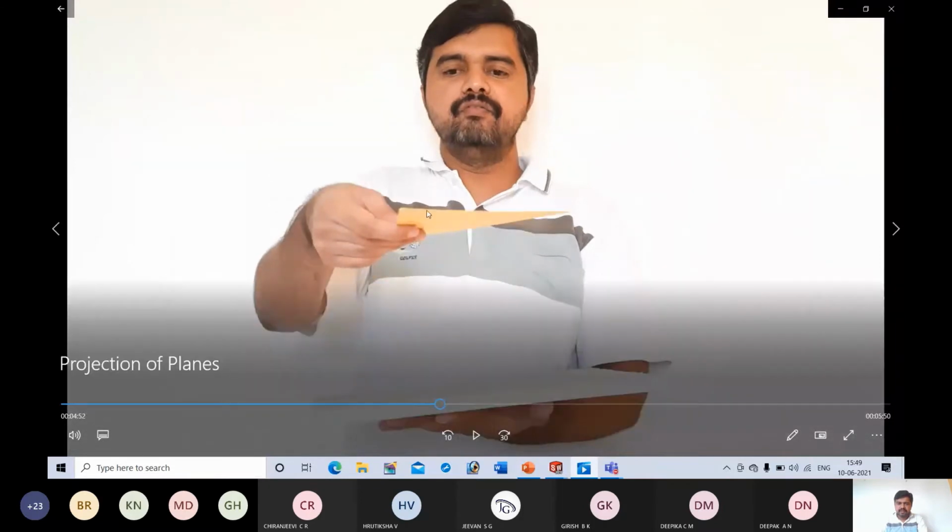If I keep a lamina like this, it may be on HP or above HP. So this is a triangular lamina parallel to HP and perpendicular to VP. Since it is parallel to HP, if you look from the top, it will look like a triangle, and you are able to present it as a triangle on the horizontal plane. If you look from the front, a projector will pass here, and one more projector will pass at the corner. If you connect them, it will be a line. Front view will be a line, top view will be a triangle.